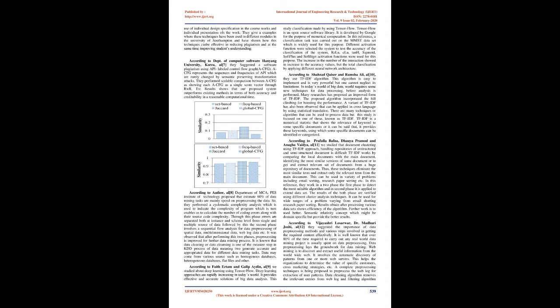Followed by this, the second phase involves a sequential flow analysis for data pre-processing of spatial data, multidimensional data, weblog data, etc. It was observed that after performing these two phases, pre-processing is improved for the further data mining process. It is known that data cleaning or data cleansing is one of the major steps in the KDD process of data, meaning to generate accurate and appropriate data for different data mining tasks. Data may come from various sources such as homogeneous databases, heterogeneous databases, flat files, and others.